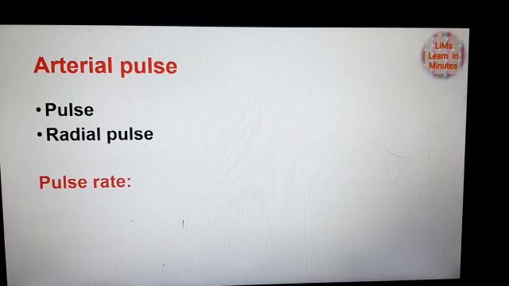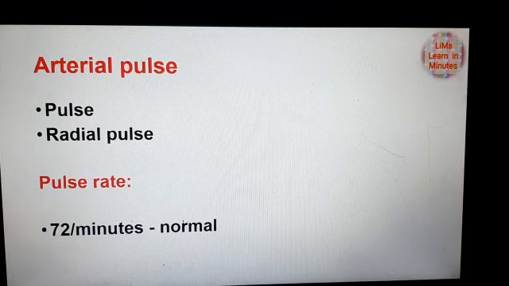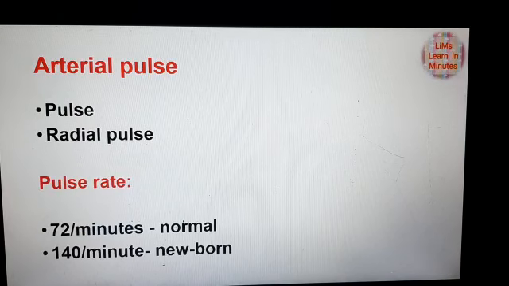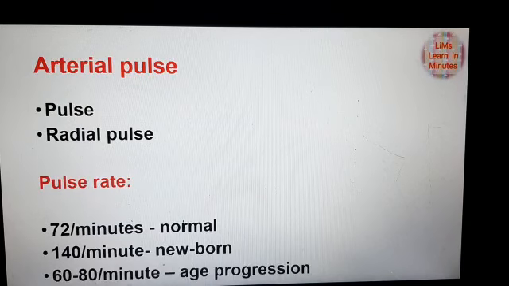This pulse rate denotes the heartbeats and it varies even in healthy individuals with age, emotions, exercise, etc. Normally it is 72 per minute. However, in a newborn it is about 140 per minute and decreases gradually as age progresses to stabilize between 60 to 80 per minute in an adult.